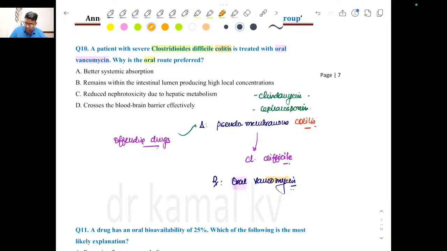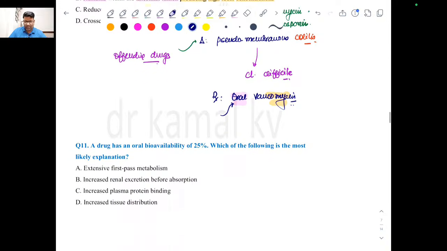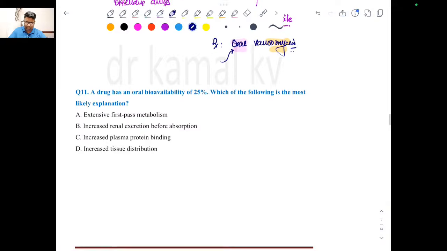Now why we are preferring oral and not injectable route? This is because we want to keep the drug in the intestine for a large period of time, so that there is local contact. So the drug remains within the intestinal lumen, producing high local concentration. So that's the reason why we prefer oral as compared to IV. Okay, so that's pseudomembranous colitis, a very commonly asked topic.